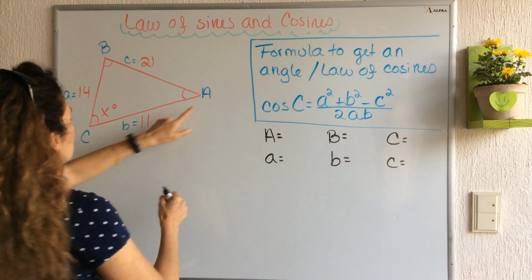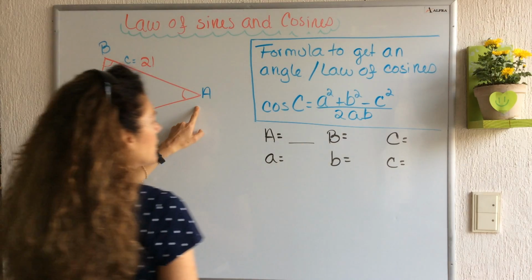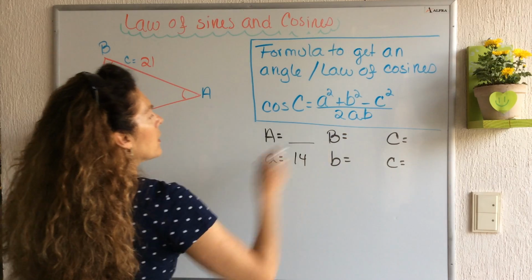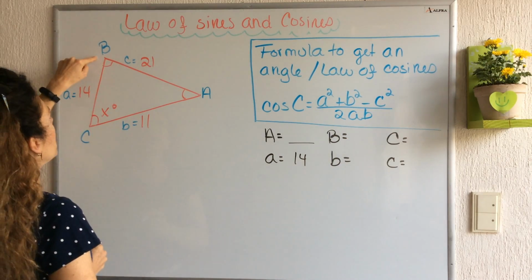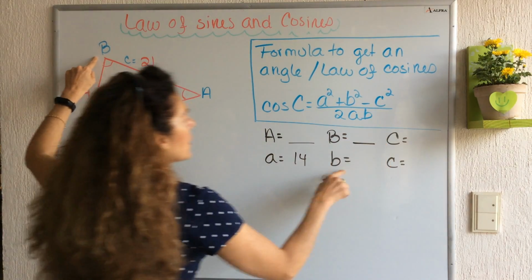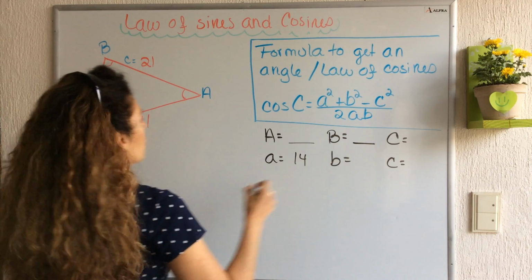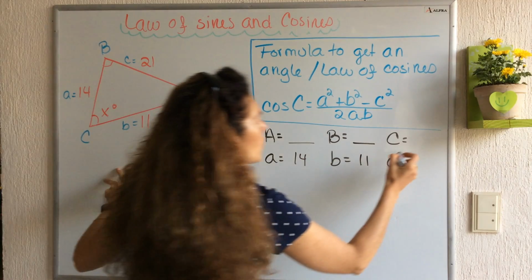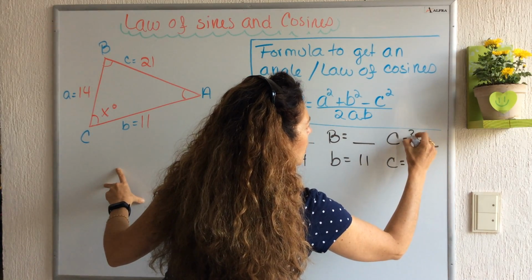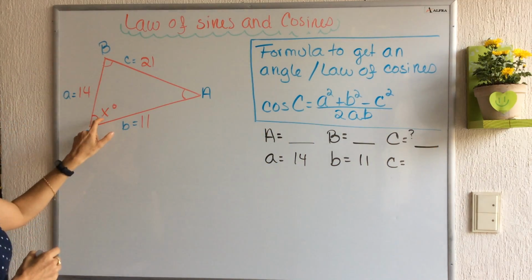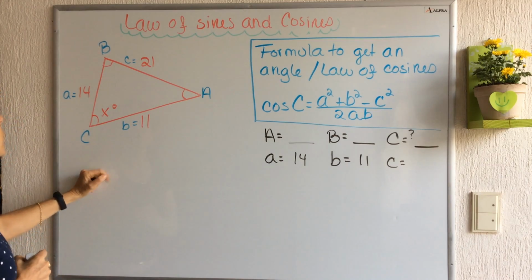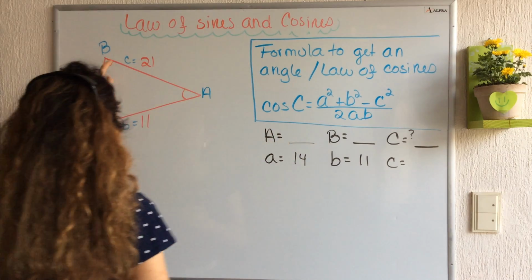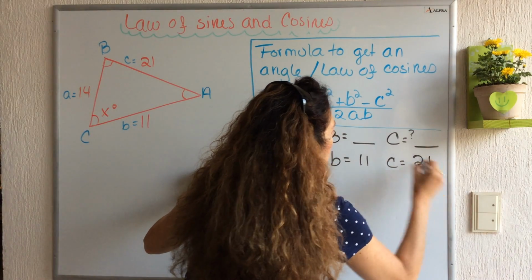Here, the angle A, we don't have it. The side A, it is 14. The measure for the angle B, we don't have it. The side B, yes, we already have it, 11. And the measure for the angle C, which, by the way, is the one that we are looking for, okay? Because C is the value for X, and we have to look for X, okay? And then the side C, yes, we already have it, 21.